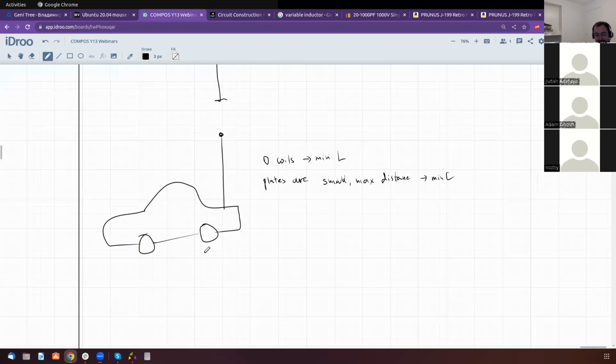A charger? What? No, not a charger. On a car, this is an automobile. It's an antenna. It's an antenna.